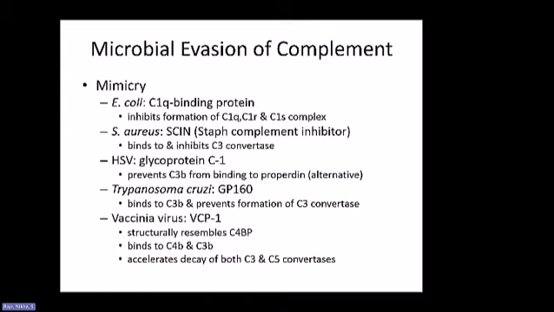Staph aureus has staph complement inhibitor, so it inhibits C3 convertase. HSV has glycoprotein C1, which prevents C3b from binding to properdin. Trypanosoma cruzi binds to C3b and again helps prevent the formation of C3 convertase. Vaccinia virus structurally resembles C4BP, or C4 binding protein, binds to C4b and C3b and accelerates the decay of the C3 and C5 convertases. So they can use their proteins to mimic complement function or complement regulatory function and take care of complement in their favor.